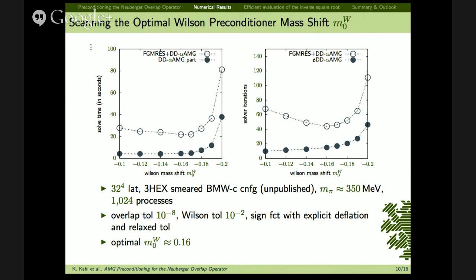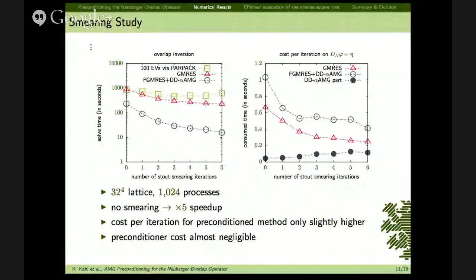And of course, the question is, how do you get a good guess at the shift for the Wilson operator? We have some ideas which are not part of the talk, but we are fairly confident that we can get this fairly cheaply. It's not for free, but it's fairly cheap. Yes.